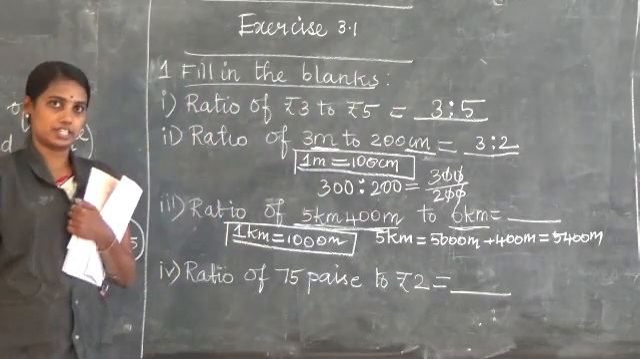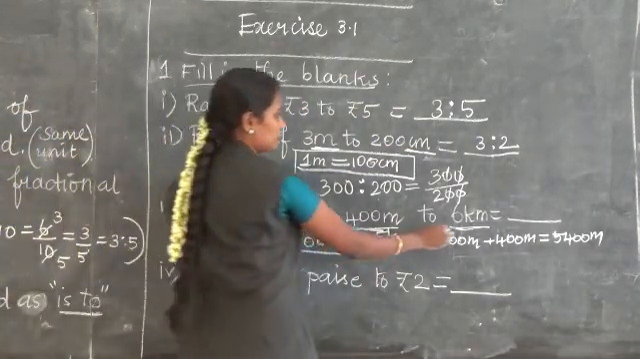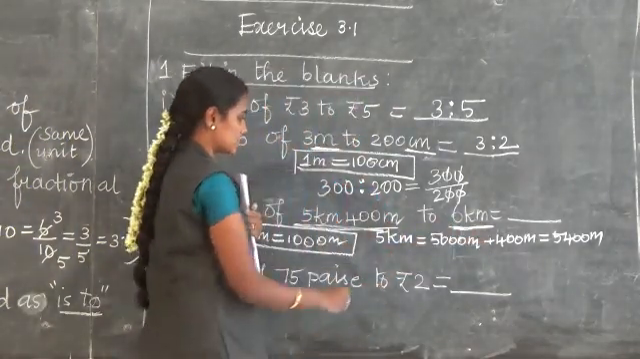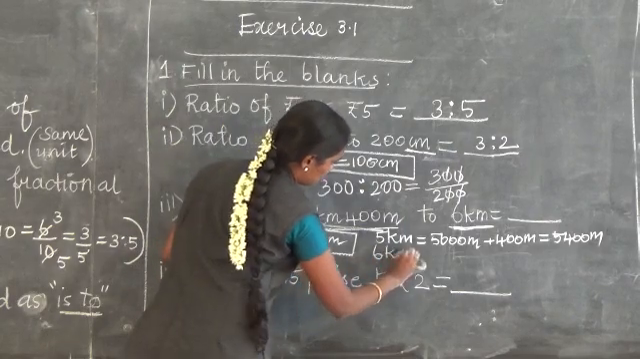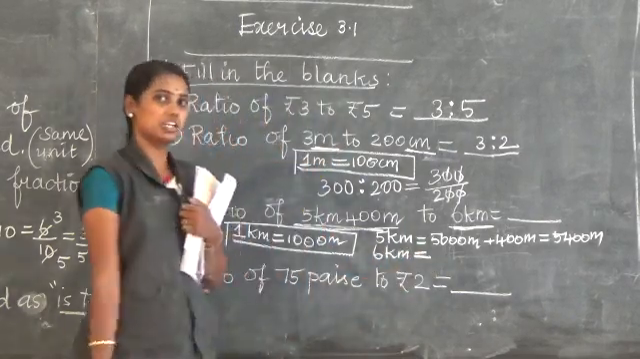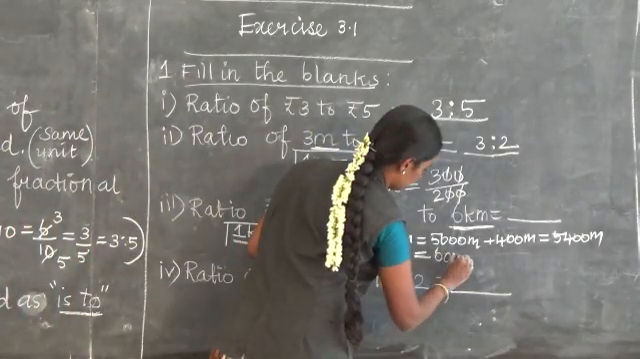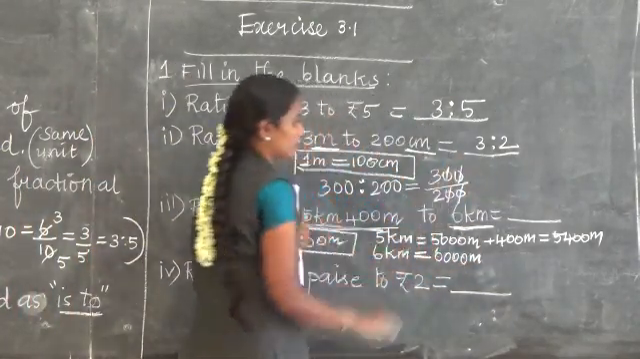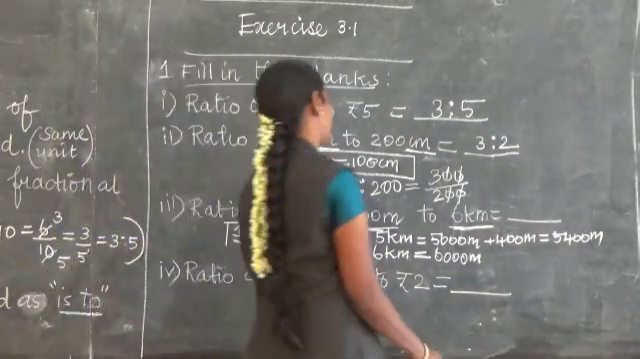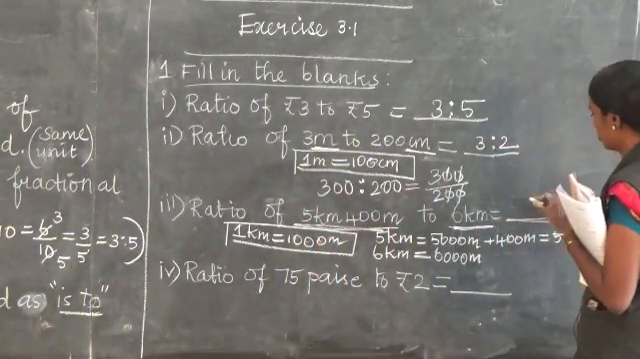5400 meter in the first term. Second term, how many kilometer? 6 kilometer. So 1 kilometer is 1000, so 6 into 1000 is 6000 meter. Go for the simplification. How will you write this? Listen to me.